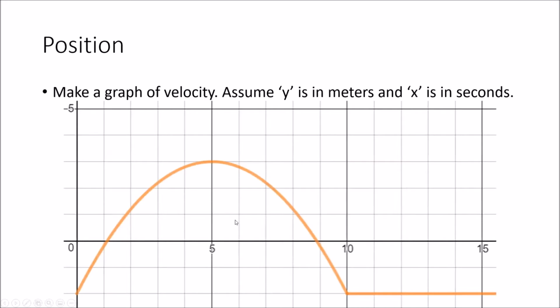Let's do this. Let's make these graphs. From this graph of the position, we need to make a graph of the velocity. We can assume y is in meters. This y-axis is the position in meters, and the x-axis is the time in seconds.